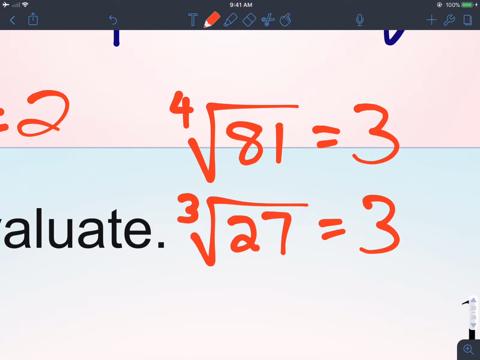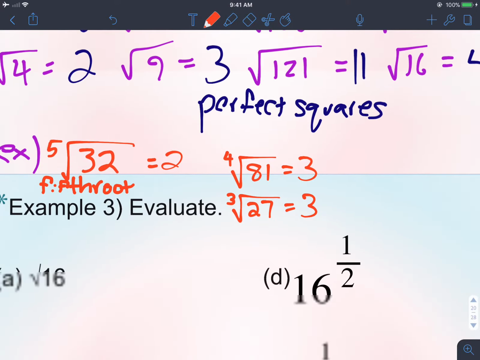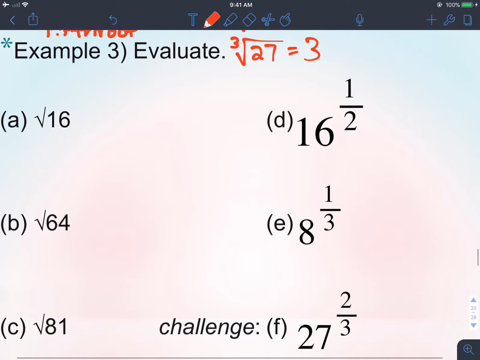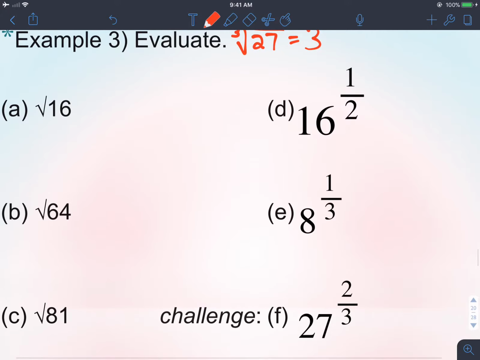Right? Because think about it. 3 times 3 is 9, and then times 3 again is 27. Makes sense, hopefully? Okay, we pretty much covered that.